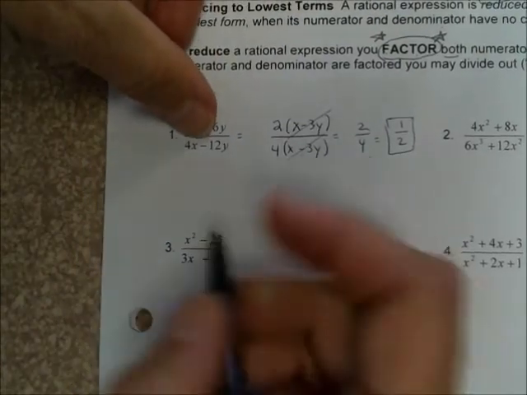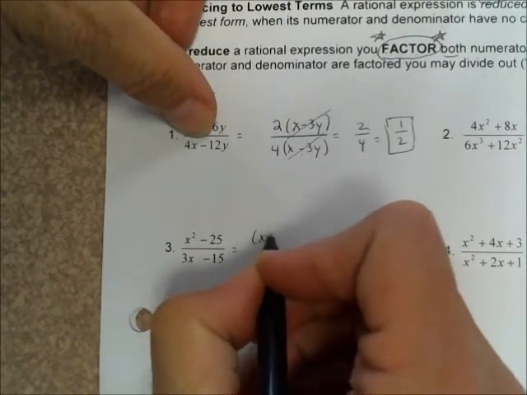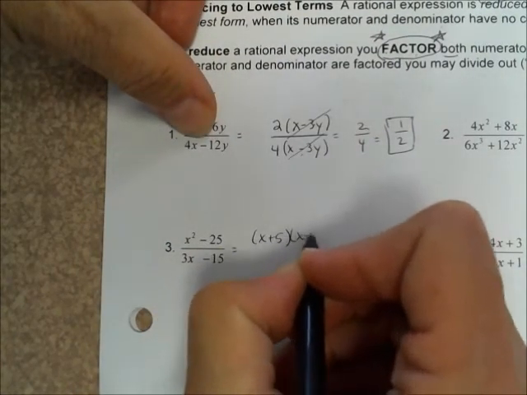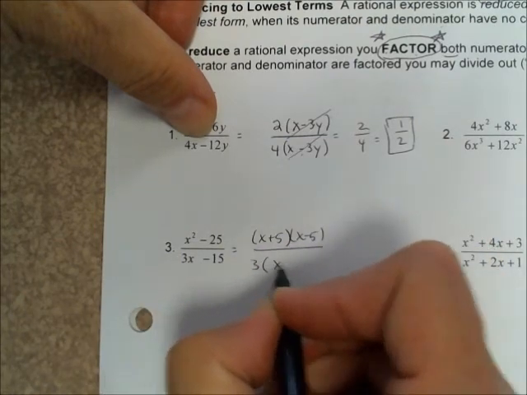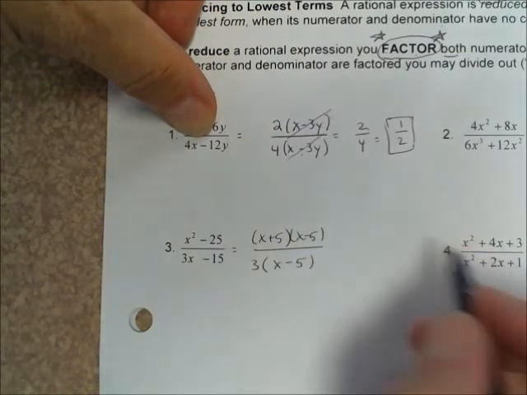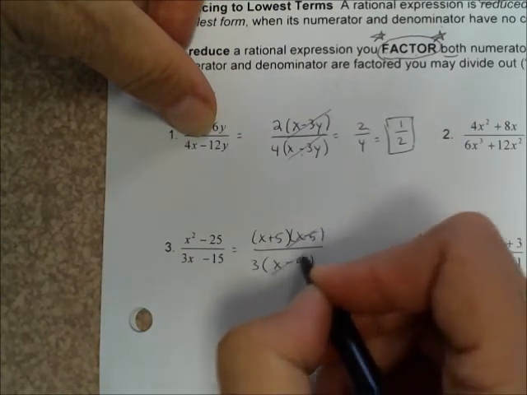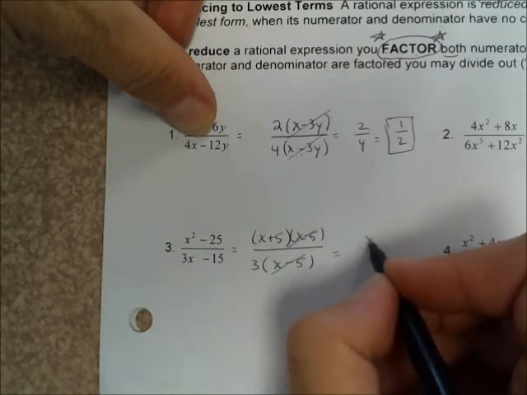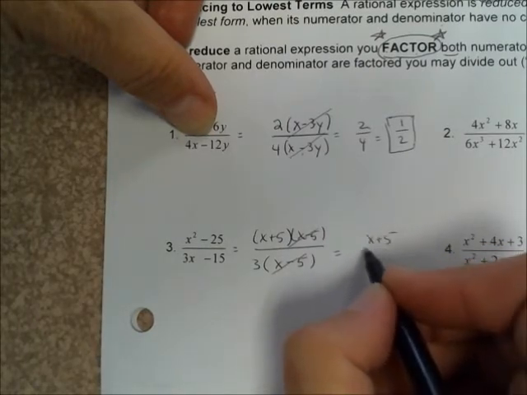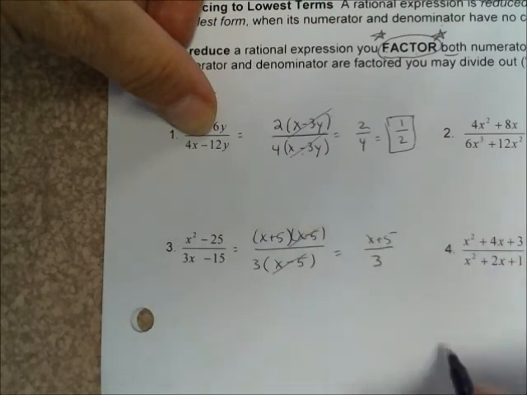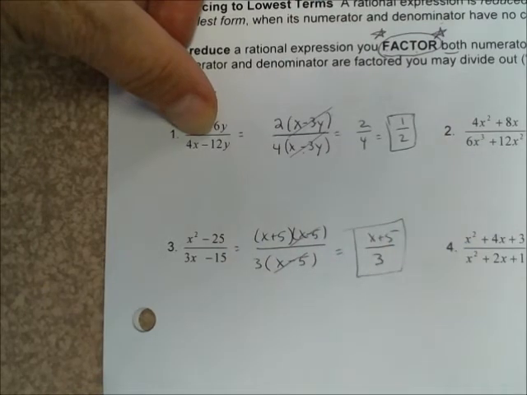Number 3. X squared minus 25 factors into x plus 5 times x minus 5. And then in the denominator, we have a GCF of 3, and you're left with x minus 5. The x minus 5's cancel out, and you're left with an x plus 5 in the numerator. If you want to put parentheses around, you can, but you don't have to. And then a 3 on the bottom, and that's the end of that problem.